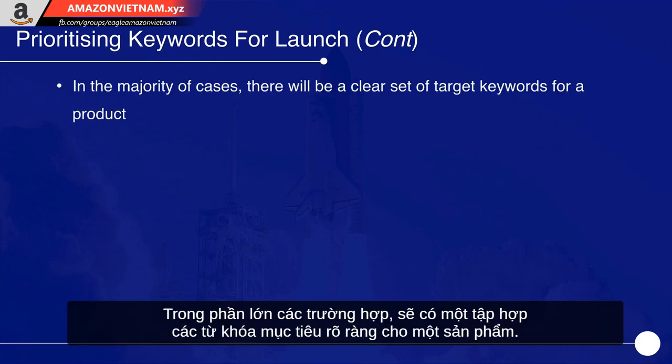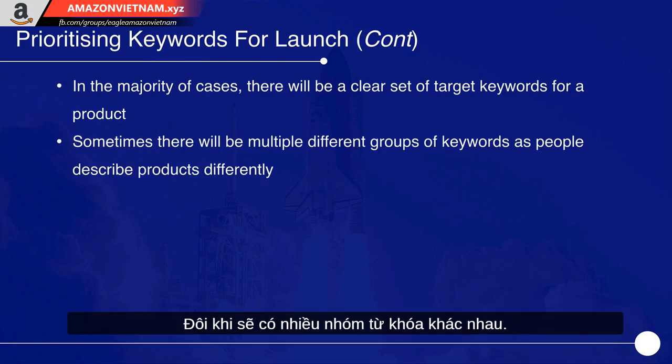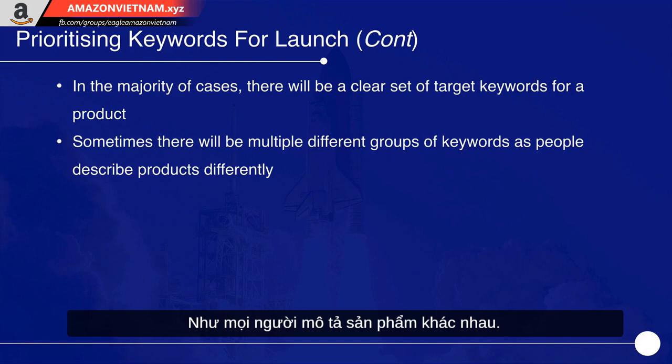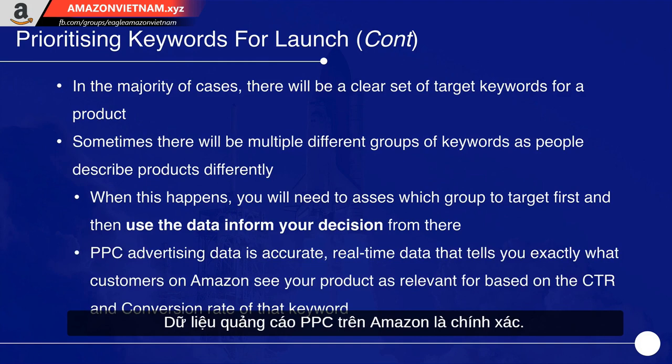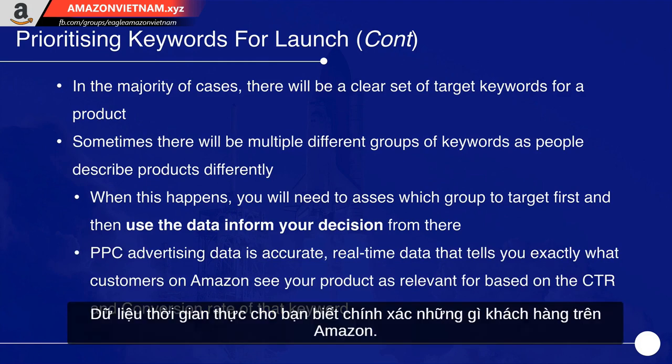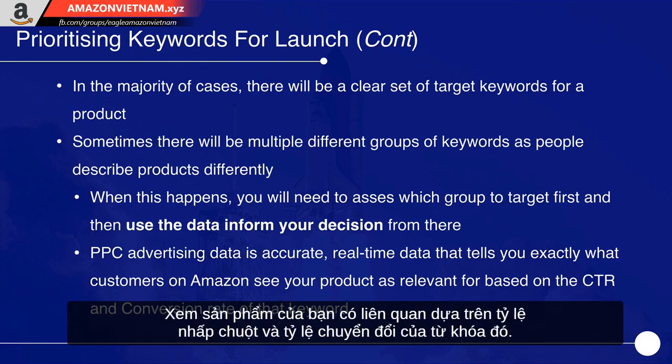In the majority of cases, there will be a clear set of target keywords for a product. Sometimes there will be multiple different groups of keywords as people describe products differently. When this happens, you will need to assess which group to target first and then use the data to inform your decision from there. PPC advertising data on Amazon is accurate. It's real-time data that tells you exactly what customers on Amazon see your product as relevant for based on the click-through rate and the conversion rate of that keyword.